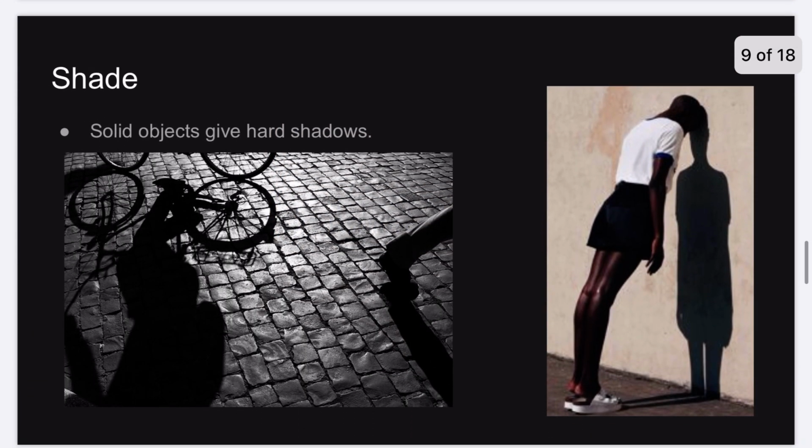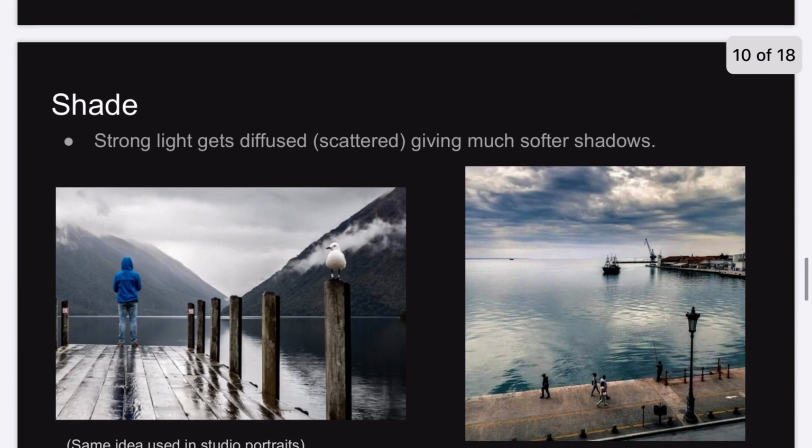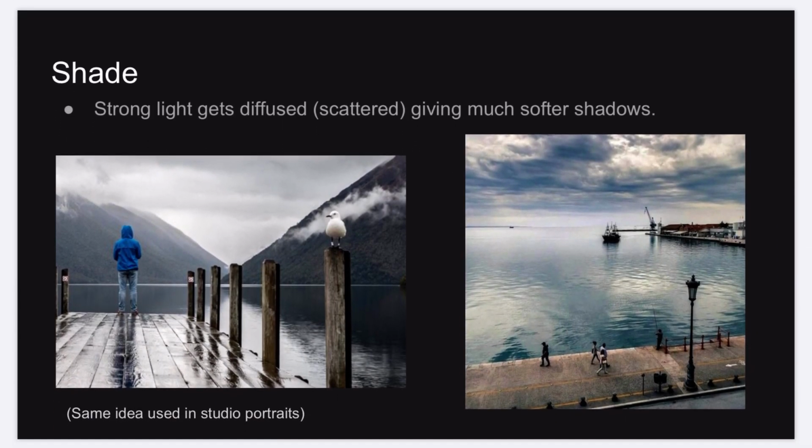Okay, so let's have a look a bit more at shade. Shade gives great patterns, and it's a great thing to look for in your pictures. Solid objects give a harder shadow. So bright sun, solid object, hard shadow. Alternatively, strong light gets diffused and scattered, giving much softer shadows, typically clouds. So if you've got a cloudy day, you can still use shadows, although they'll be much more subdued and subtle. This is a very basic concept in studio photography, so the same kind of rules apply.